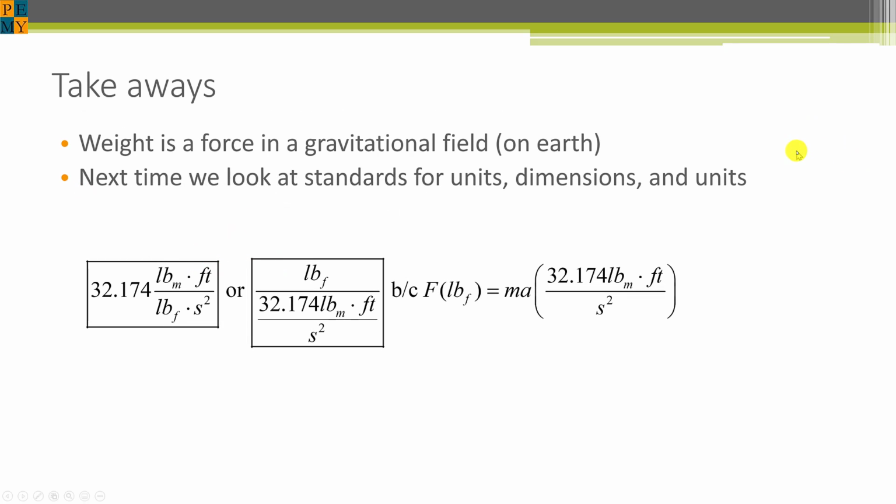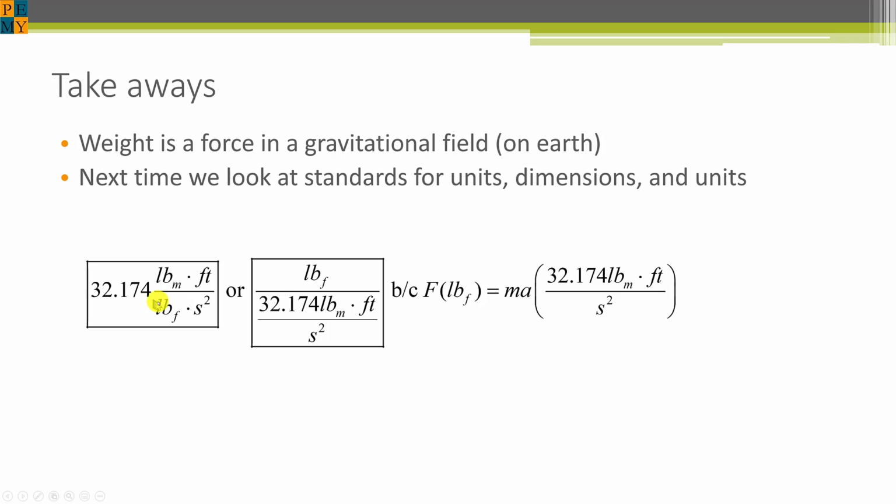What are the takeaways from this module? Weight is a force in a gravitational field on Earth. Next time we'll look at standards for units, dimensions, and conversions. The thing to remember is this conversion factor: 32.174 pounds mass feet per pound force second squared. If you commit this to memory, then you don't need all of the formulas. You can just use this or its reciprocal to cancel out the appropriate units.